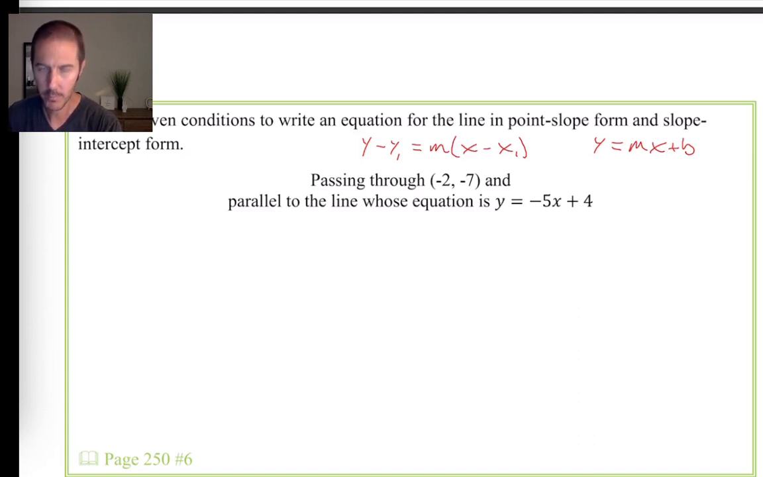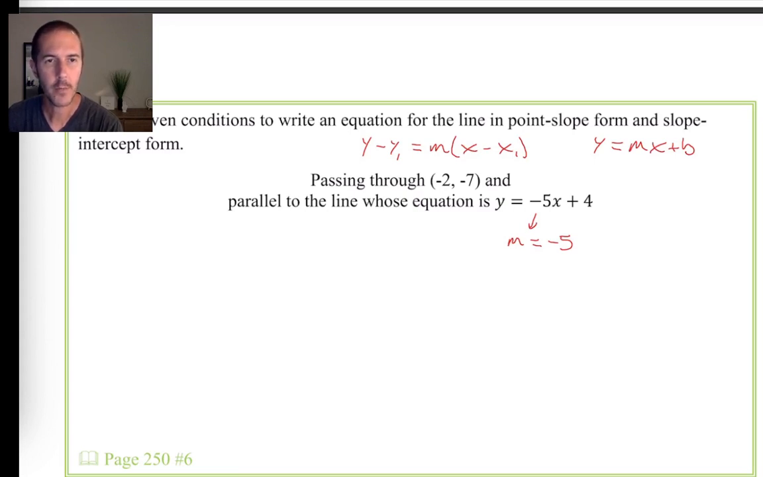Because we're being given a point, I'm immediately tempted to use point-slope form, and we're told that the line that we're writing an equation for is parallel to this given line. And this line has a slope of -5, so our new slope is also going to be -5 because our new line will be parallel to this one, so they'll have the same slope.